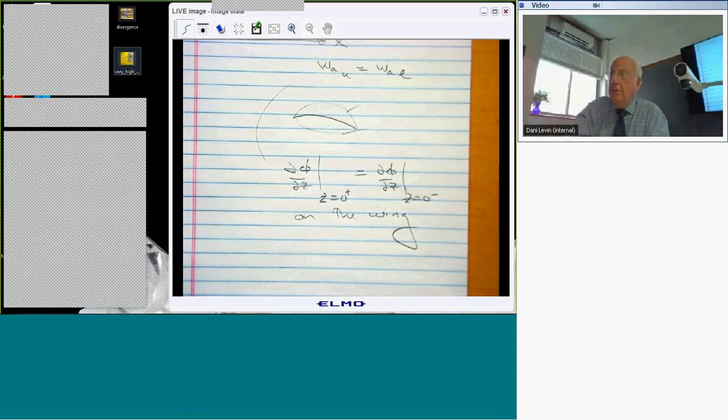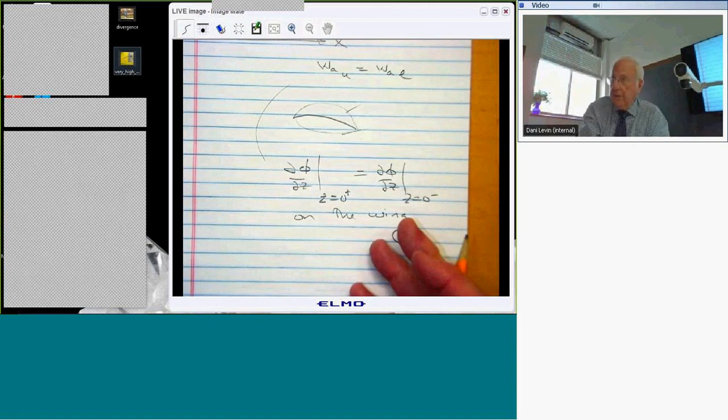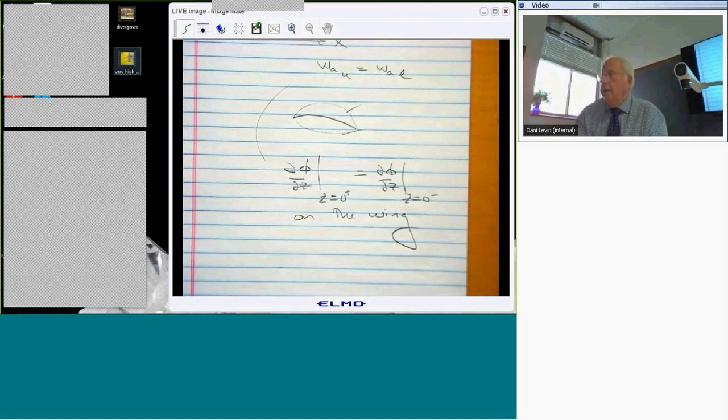So this is true on the wing. It's also true off the wing. It tells us absolutely nothing about what d phi dz is. It's not 0. I know that. It's not 0. Well, are we stuck? Well, not quite.